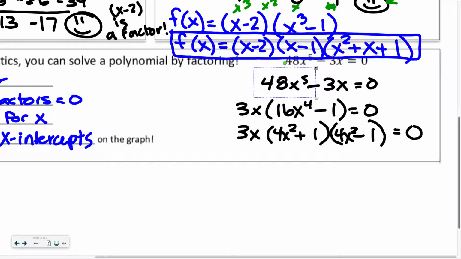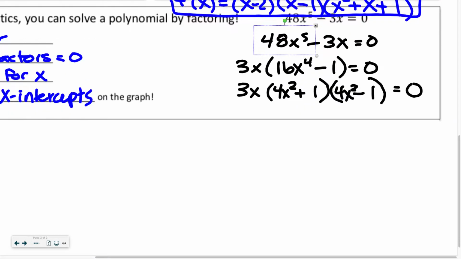No, 3x is good to go. 4x squared plus 1 is good to go. But 4x squared minus 1 is another difference of perfect squares. Okay. Now note that 4x squared plus 1, that's a sum of perfect squares, but those don't factor. We're going to see this in a minute when we solve. But sums of perfect squares always have imaginary solutions. They don't factor. Okay, so we're going to factor that last one again.